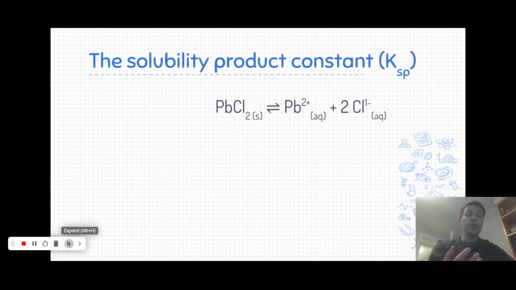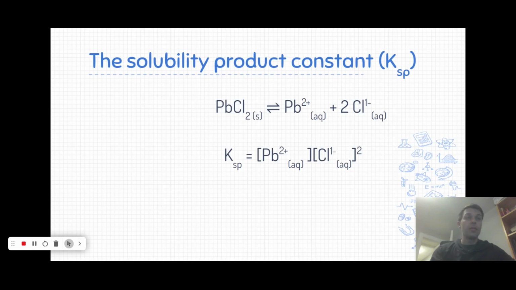We know that equilibrium systems follow the equilibrium law. And so if we have an equilibrium system, we can write an equilibrium law expression. For this specific reaction here, the dissolving of an ionic compound, the equilibrium expression is a product of the ion concentrations raised to their molar coefficients in a saturated solution. It's called the solubility product constant because this equation for a solubility equilibrium is always just a product.